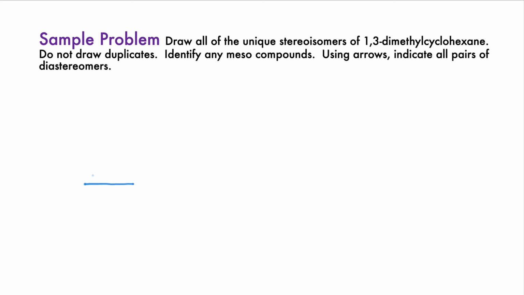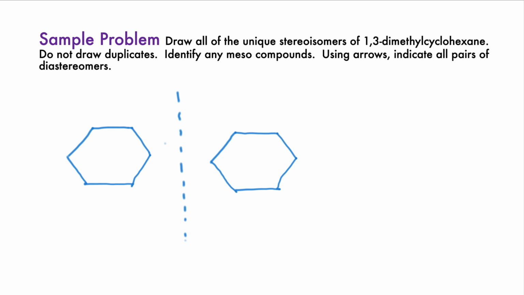The first thing I'm going to do is draw the trans mirror images. This is a cyclohexane, a 6-membered ring, so I'm going to draw both of my 6-membered rings first, and the mirror plane in the middle. Now it doesn't matter where we draw our methyls. On each one of them I'm going to draw 2 methyls right next to the mirror plane. And then I'm going to draw the trans methyl 3 carbons away on the left and also on the right.